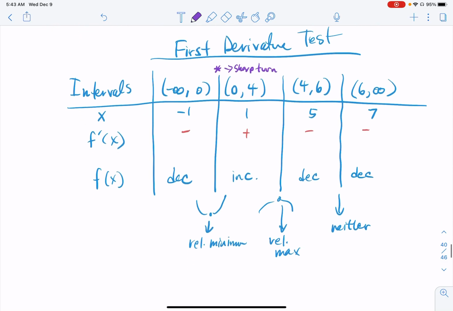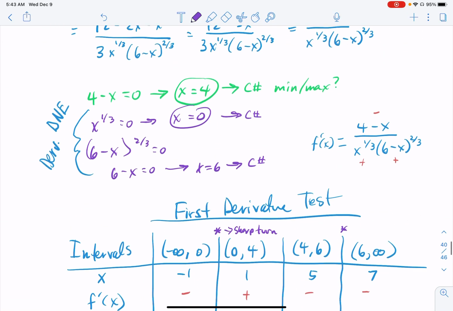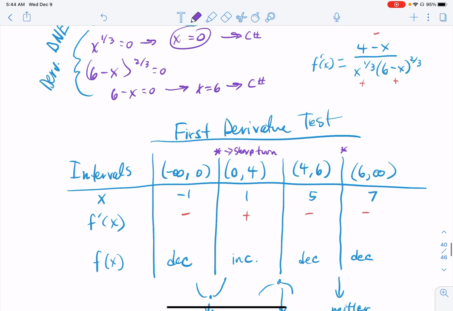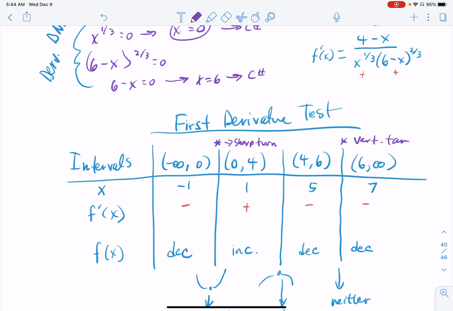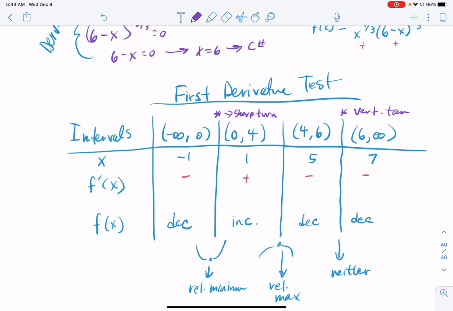Okay, now the next one here at neither, the one that's at 6, it's not going to be a sharp turn, probably going to be a vertical tangent line. Let's see, if I stick in a 6, I am going to be dividing by 0, of course, but I'm going to have a number that is not 0 on the top. Its slope is infinity, so I'm going to say that this is probably a vertical tangent line. Vert tan.